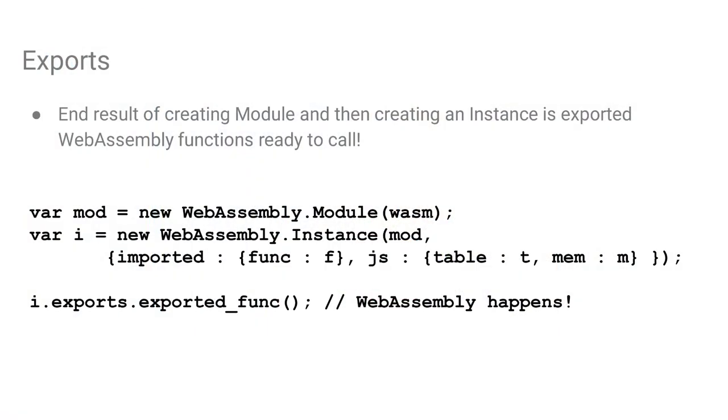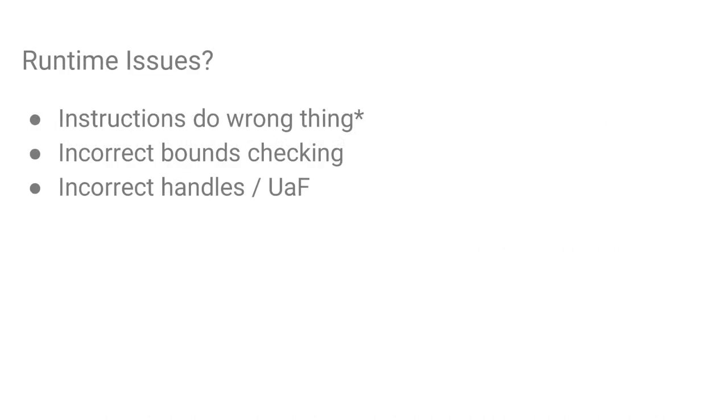So what happens after you finish your instance? Well, it's the last step, the one that finally lets you run your WebAssembly. So you create this module, and you create the instance, and then you get your exported functions, and then you can just call them, and WebAssembly happens. So what happens next? Is it possible that there's runtime issues in WebAssembly? Maybe, though I didn't find any.